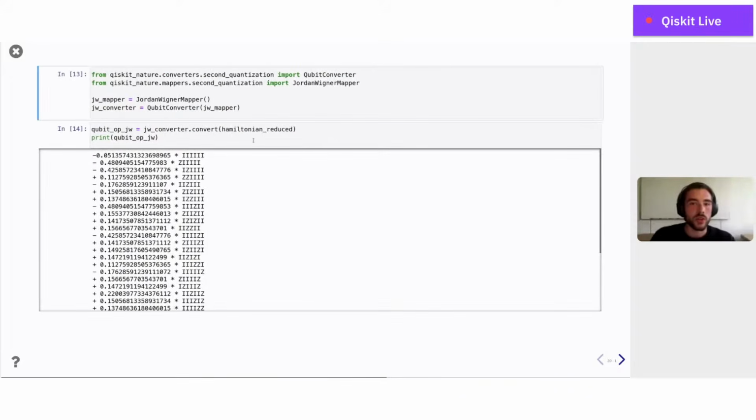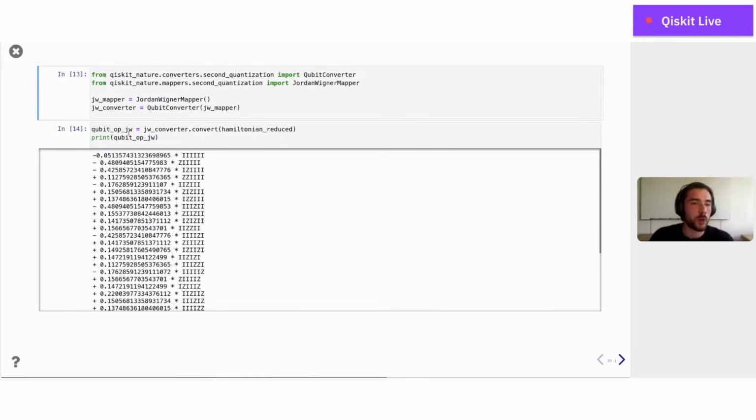This, in terms of code, is also very simple. We need 2 concepts here. We need a qubit converter, and we need the Jordan-Wigner mapper. And we simply pass the Jordan-Wigner mapper into the qubit converter, and we can then tell this converter to convert a given Hamiltonian. In this case, I'm using the reduced Hamiltonian, which had length 6. And this will return us a Pauli sum op from Qiskit Terra.